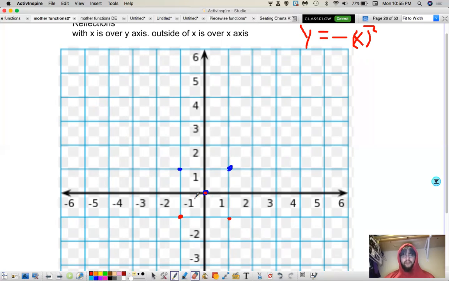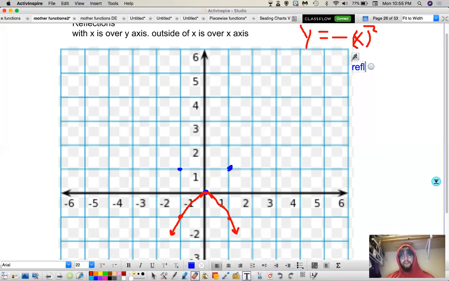Now we're going to graph this thing. Down, but there we go. And we got a graph. That's a reflection. Let me write that down. Reflect. Quadratic. Reflect over, which one do we do? The x-axis.